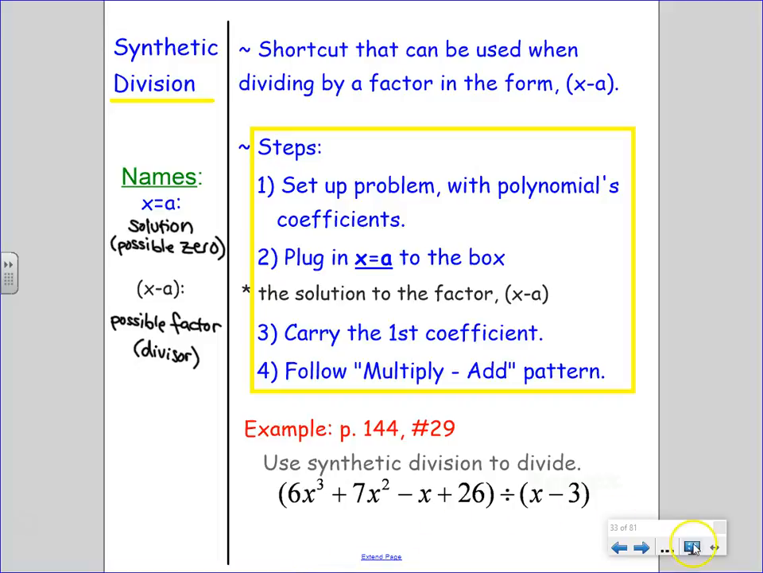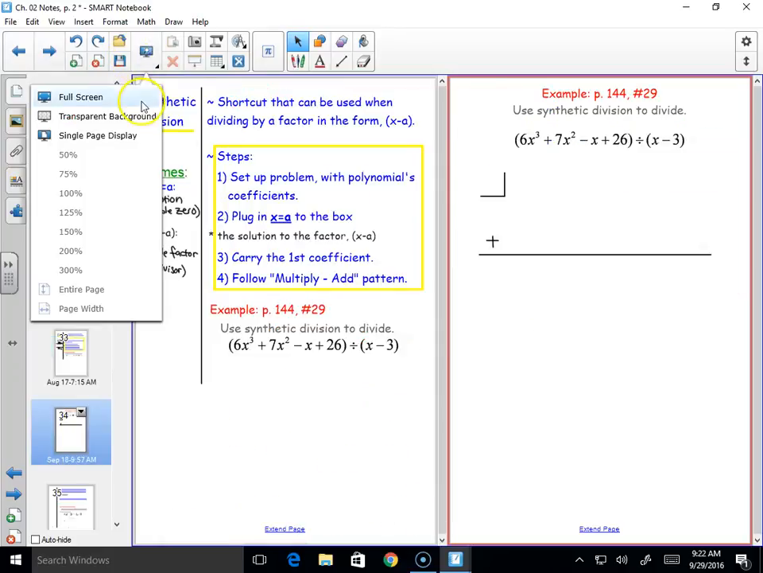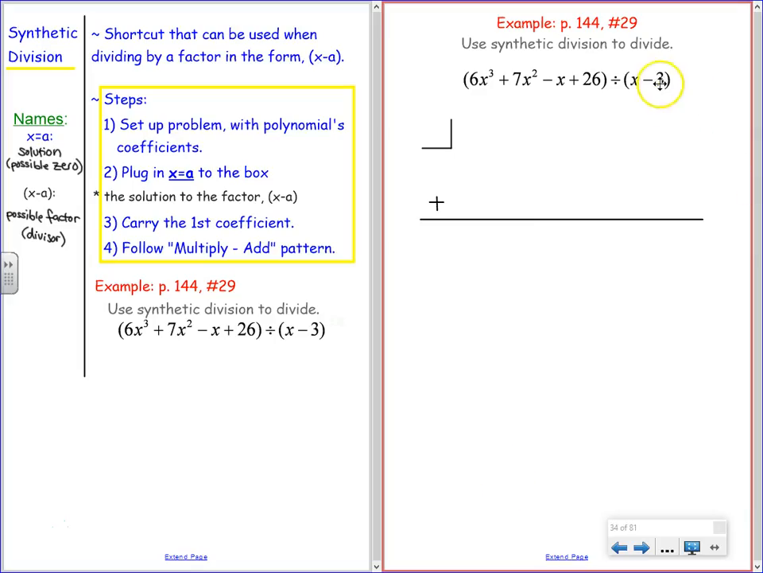Let's review. Let me dual page, just so that we can do the example while looking at the steps, just in case you need a reminder. Now we remember. You guys just gave me blank stares for the last like 5 minutes. Okay, here we go.